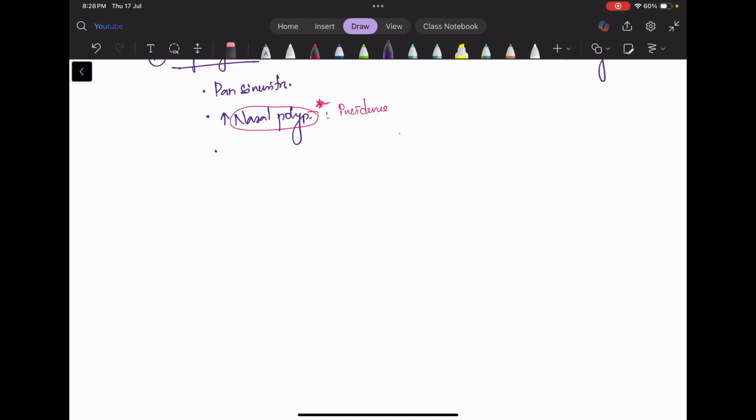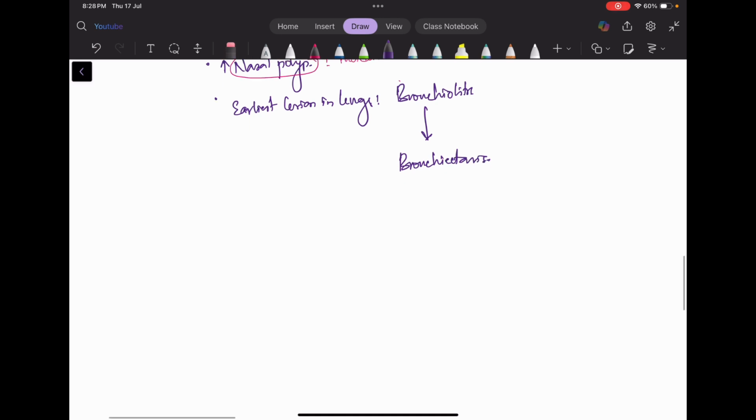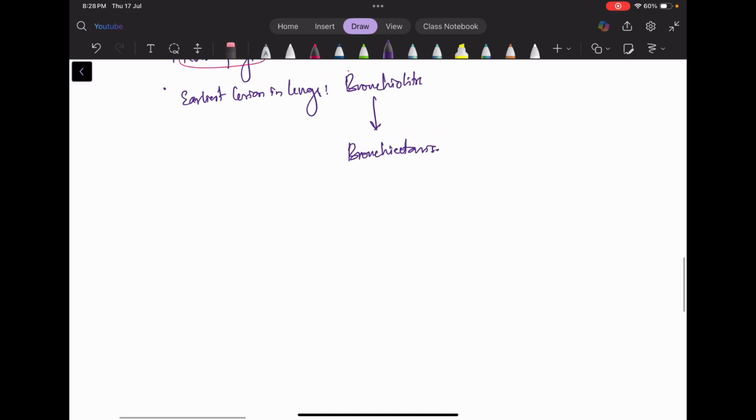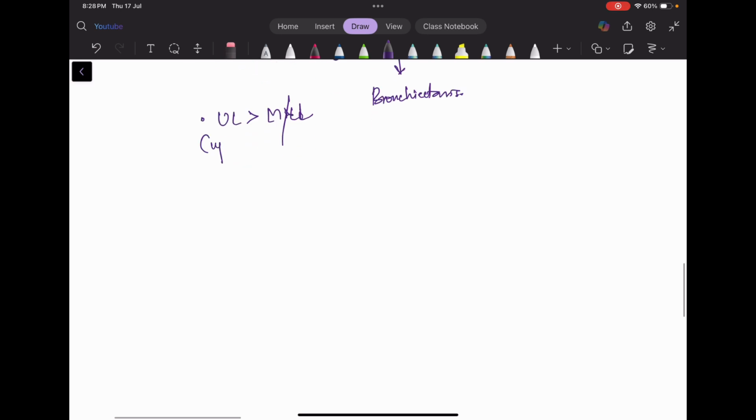Then we will notice the earliest lesion in the lungs. It's bronchiolitis, which leads to bronchiectasis, right? Okay, so mainly it affects the upper lobe, then the middle or lower lobe. Not upper limb, it's upper lobe.